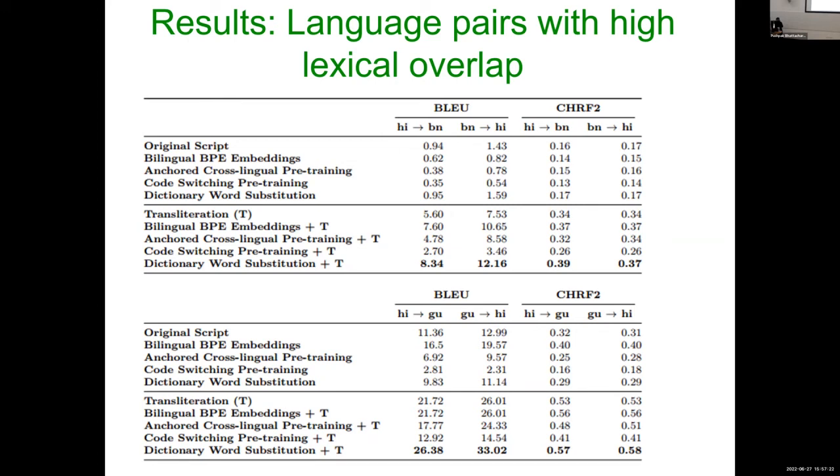This is in a completely zero-shot setting. No Hindi-Bengali, no Bengali-Hindi parallel corpus. But still, accuracy figures of about 8 and 12. Similarly, for Hindi-Gujarati and Gujarati-Hindi, Hindi and Gujarati are also very close languages with high lexical overlap. Many words are common between the two languages.